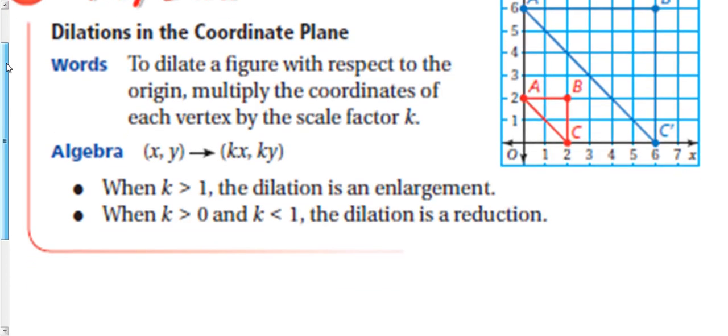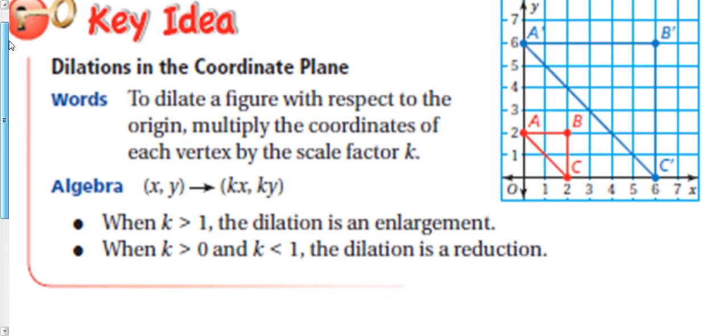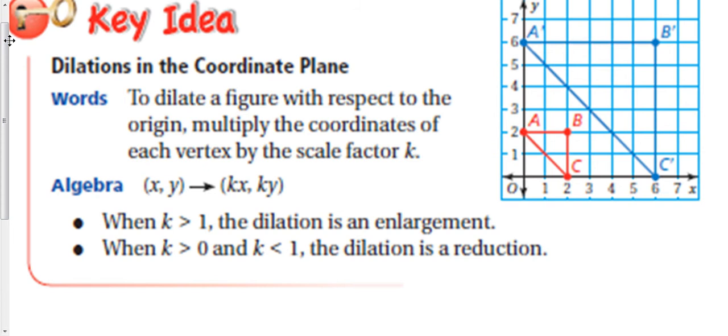So that's pretty much it. What you're doing when you're going to dilate a figure in the coordinate plane, this is just something to be aware of, all you're going to do is multiply the coordinates, the x and the y, by the scale factor. And that could be a fraction, a decimal, a big number, a small number. That's all you're really doing. So take the x and the y values and multiply them by the scale factor.